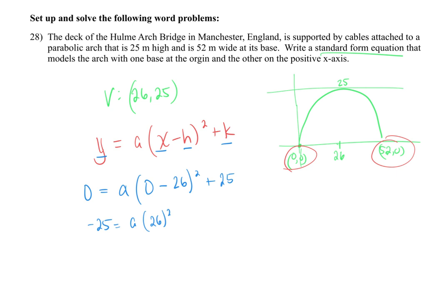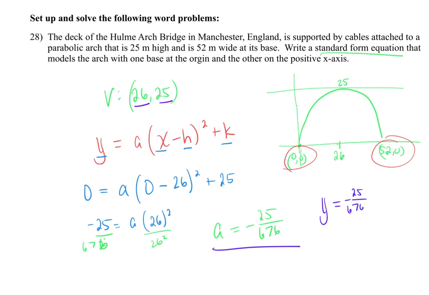Divide by 26 squared, which is 676. So a equals negative 25 over 676. He's not pretty, but he's negative, which is what I should expect here if I'm talking about an arch holding a bridge up. So now I have my a, I have my h, and I have my k. I can write the formula. So my formula is y equals negative 25 over 676 times x minus h, my h was 26, squared, plus my k, which was 25. And there's my formula for my parabola.